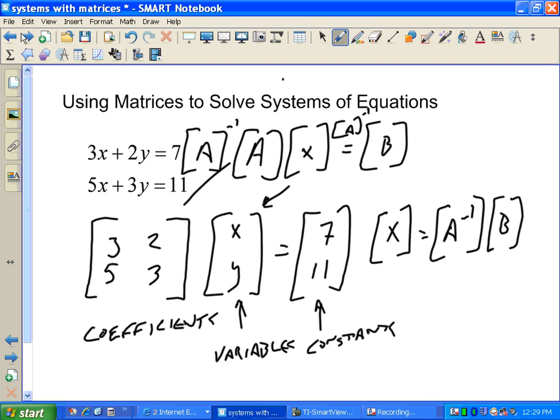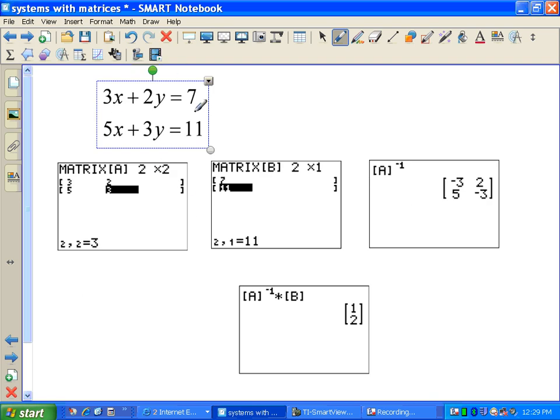Okay, so I'm going to go to the next screen. That's the system that we started with. We put matrix A into the machine. We put matrix B into the calculator. Just to show you what A inverse is, it's just a different form of that. If I multiplied these two matrices together, I'd get that matrix form of 1, 0, 0, 1.